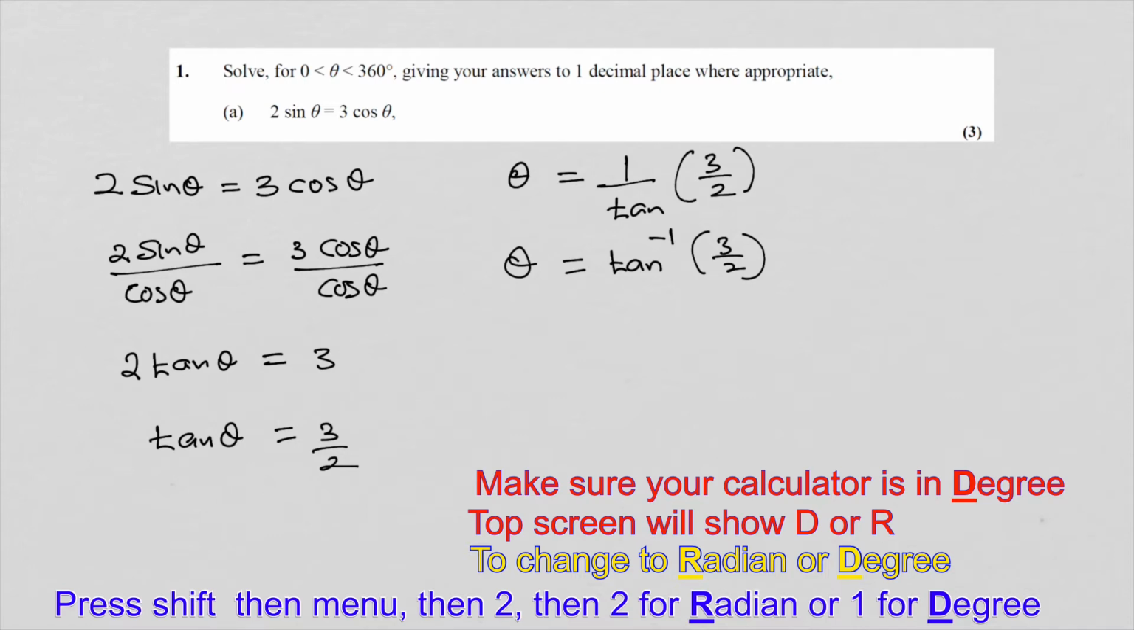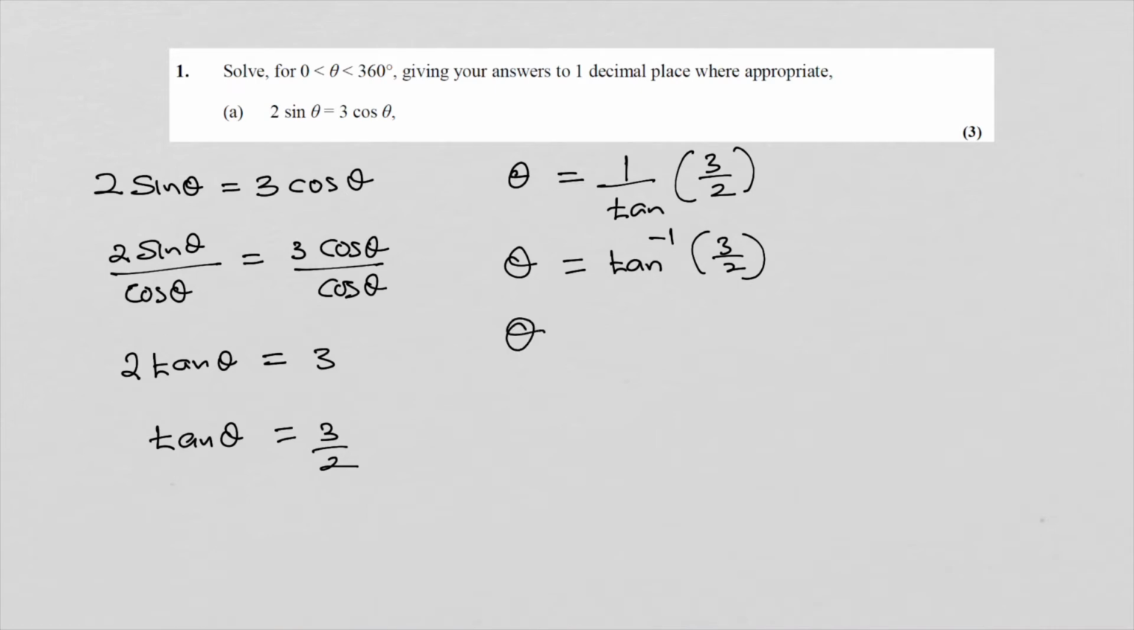Now we need to find theta, and that will be equal to, so you press Shift tan, that will give you the inverse tan, and then you press the fraction key, which is below the option button, and 3, bring the arrow down and put 2, move the arrow to the right, and then you close the bracket, and that gives you 56.3 degrees. So that's theta.